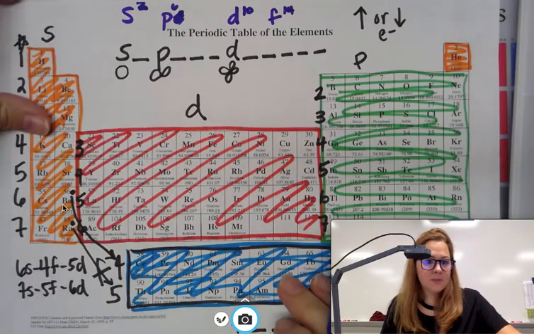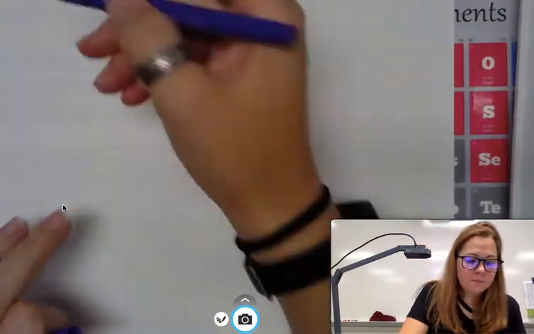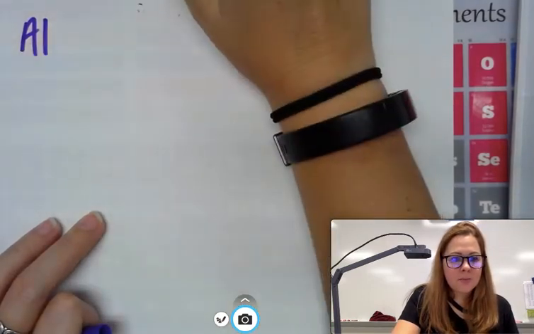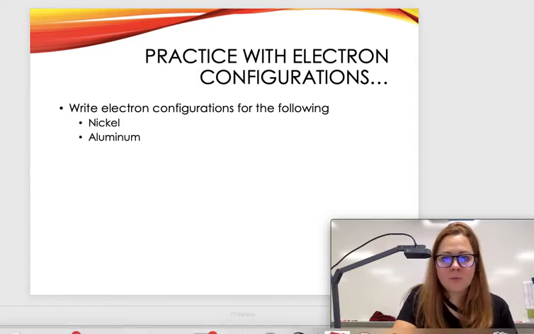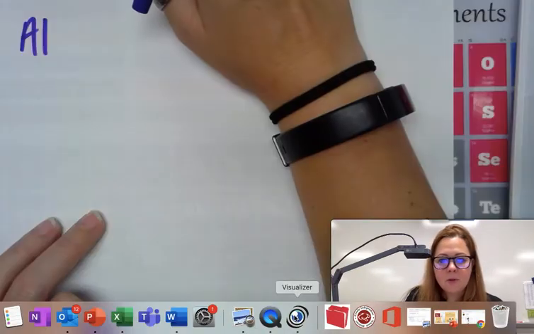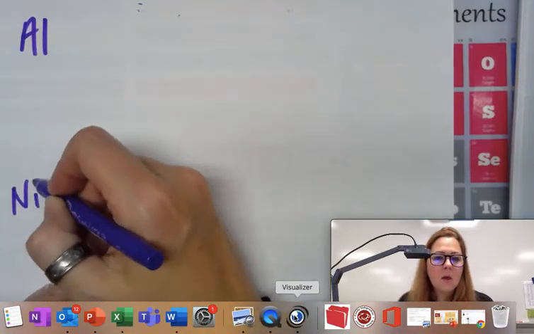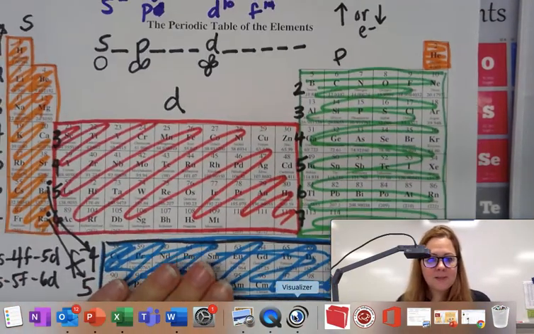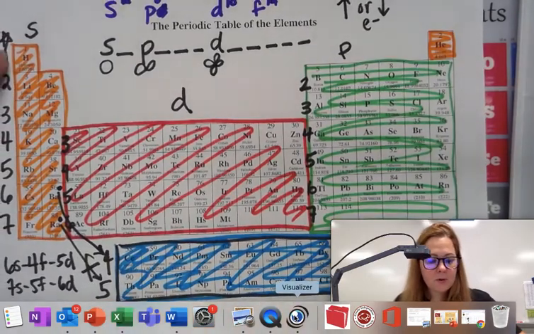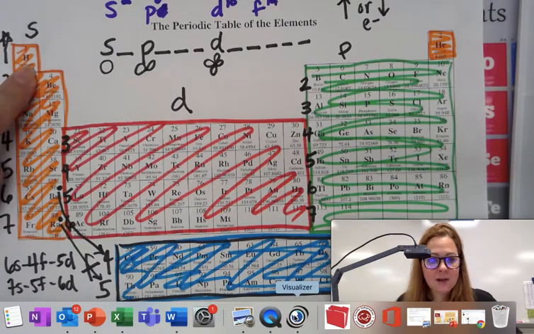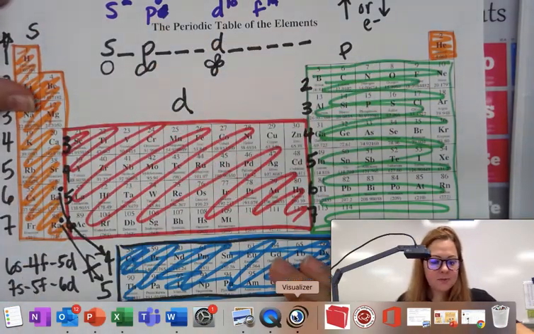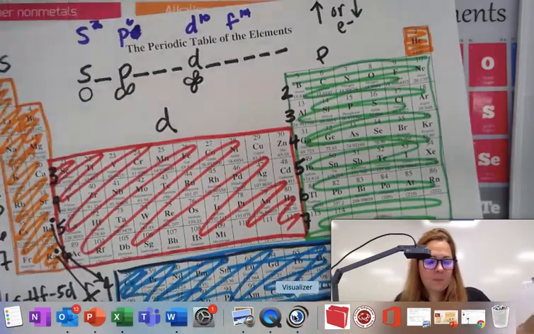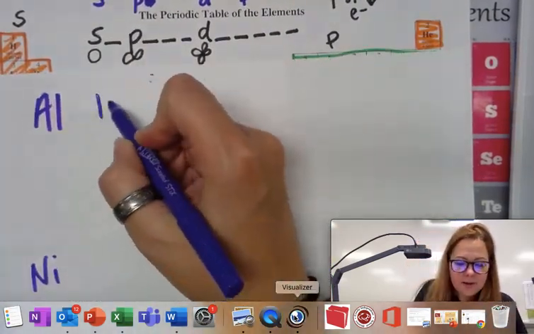On our examples, we have nickel and we have aluminum. I'm actually going to do aluminum first, and then I'll go back and do nickel. The process is very similar. You always start up here with hydrogen. When you start with hydrogen, in the first energy level, this is the S block. When you write down 1s, we're going to count across 1, 2 electrons. So we have 1s2.